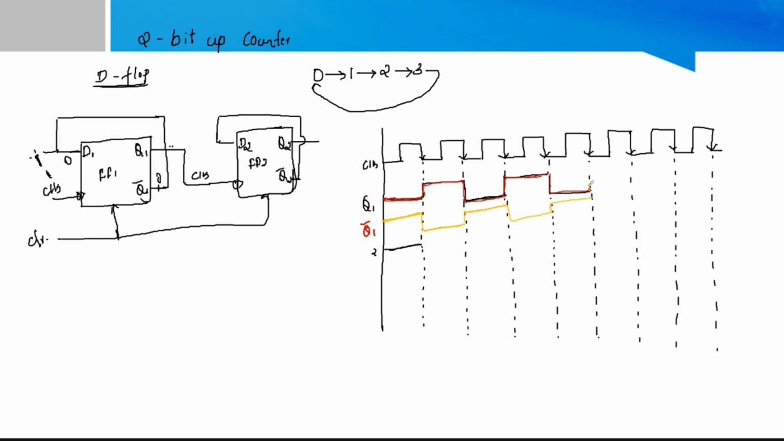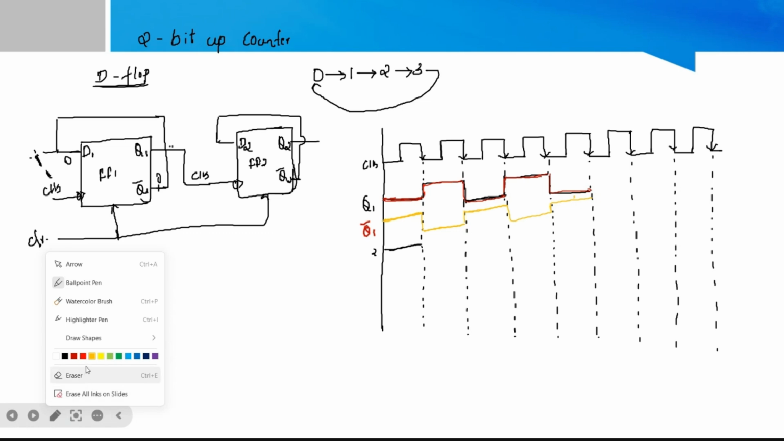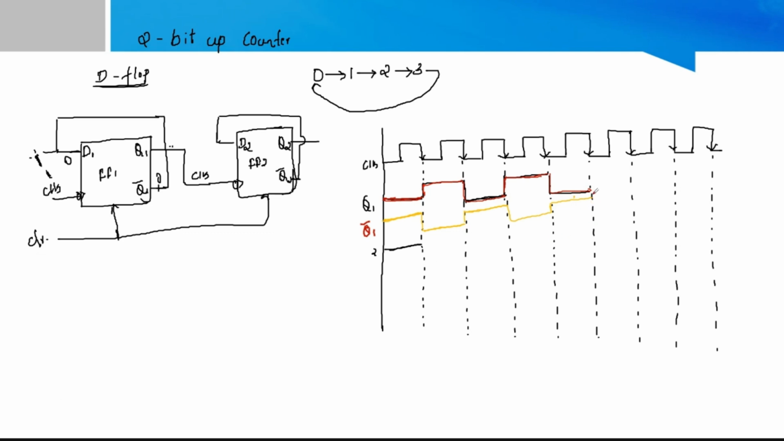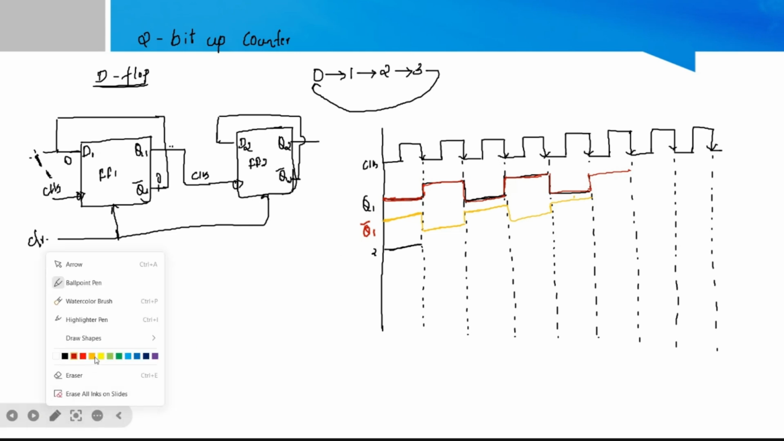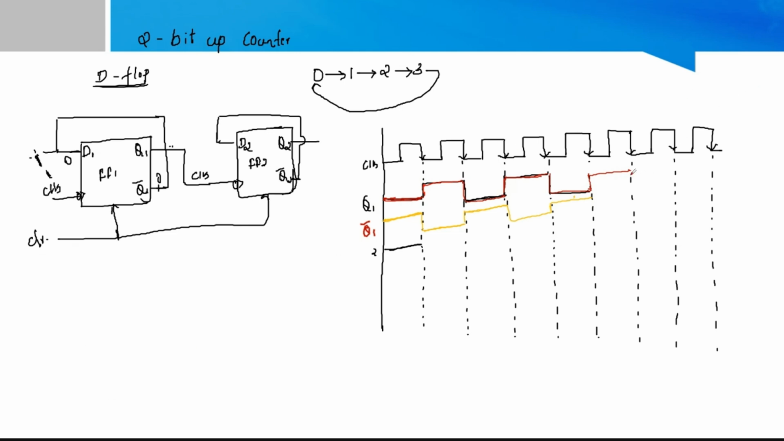So for the next falling edge of the clock, the input is Q1 bar. The Q1 bar is high, right? So the Q1 for the next will be high because it is a feedback loop, right? So you can see that it is continuously toggling between 0, 1, 0, 1, 0, 1, 0, 1. So it is continuously toggling.